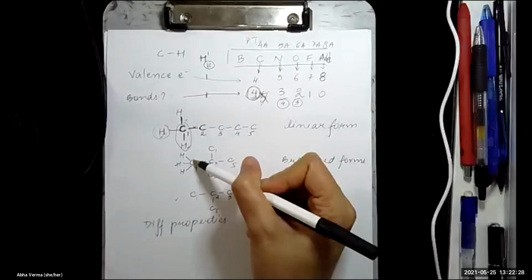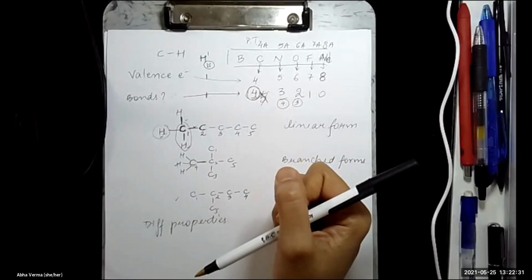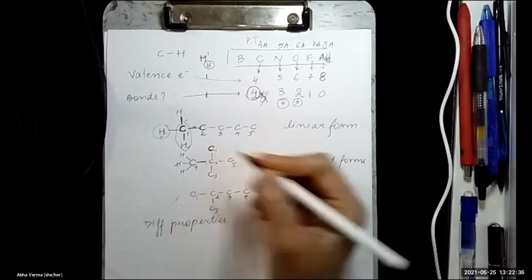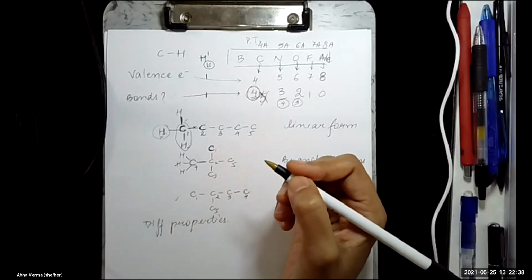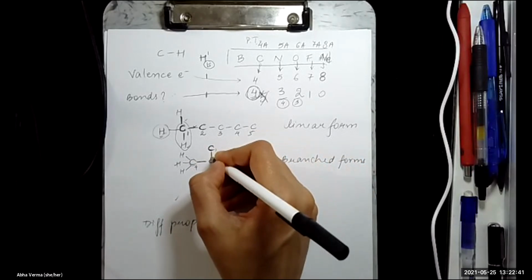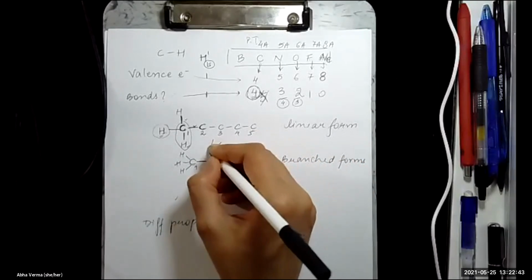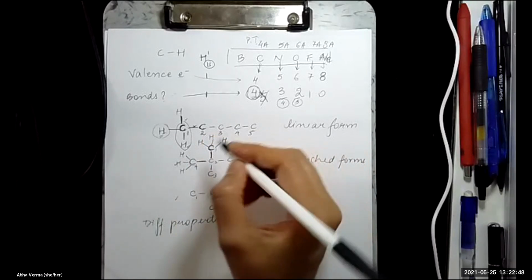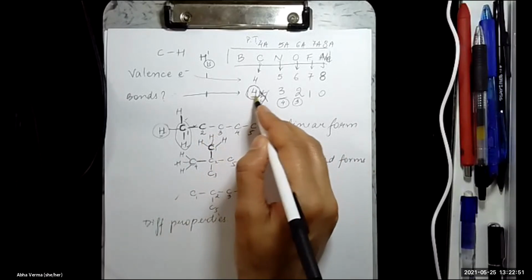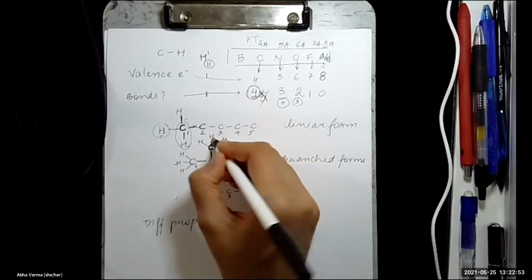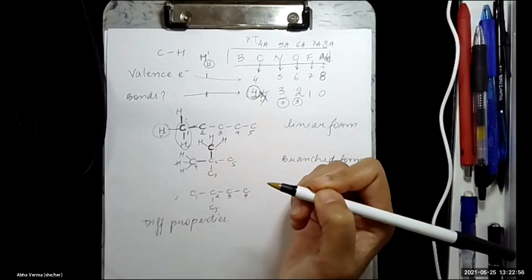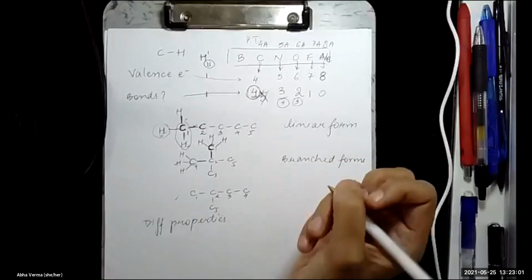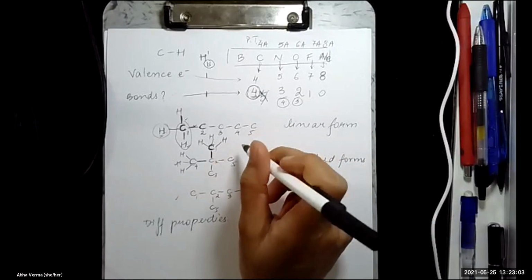Meja, how many bonds does this carbon have? 4. How many bonds should this carbon have? 3. So it has this 1 bond, and then the other 3 will be hydrogens. Why? Because a carbon needs to make its 4 bonds. 1, 2, 3, 4. Does that make sense? Yes. Okay. Anyone else has a question?